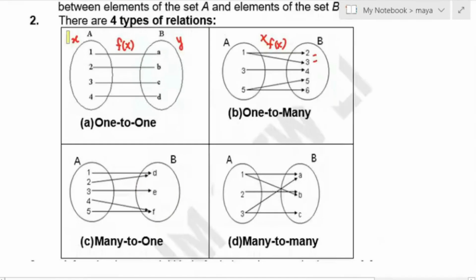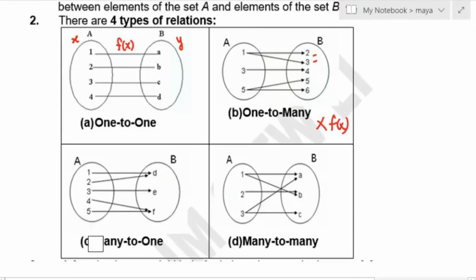Just now, like what I said, if the first set is X and the second set is Y, and you want a function, you substitute your value of X, you will get one answer. So one question, one answer. One-to-many is not a function because you substitute a value of X and get two answers. So this is not a function. It cannot work. It's just a relation only.